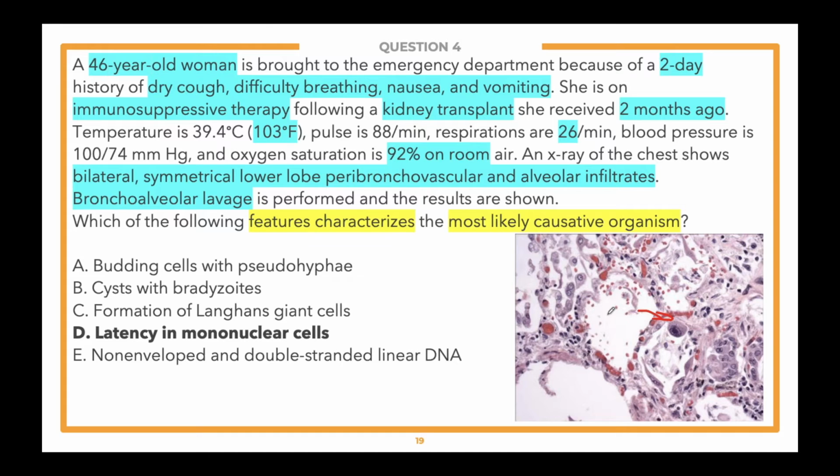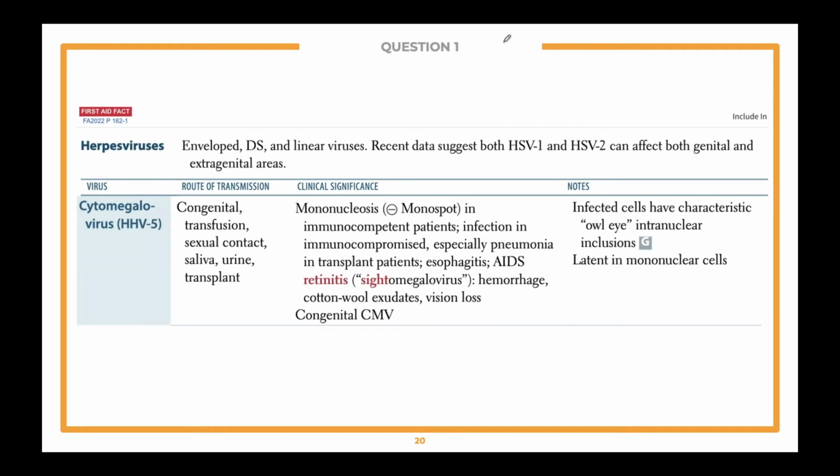If we take a look at cytomegalovirus on the next slide, our nice little table from First Aid, you could see that this is an especially important infection in immunocompromised patients, especially pneumonia in transplant patients. These have the characteristic owl eye intranuclear inclusions, and they are latent in mononuclear cells. So hopefully you can see why answer choice D is the best answer.